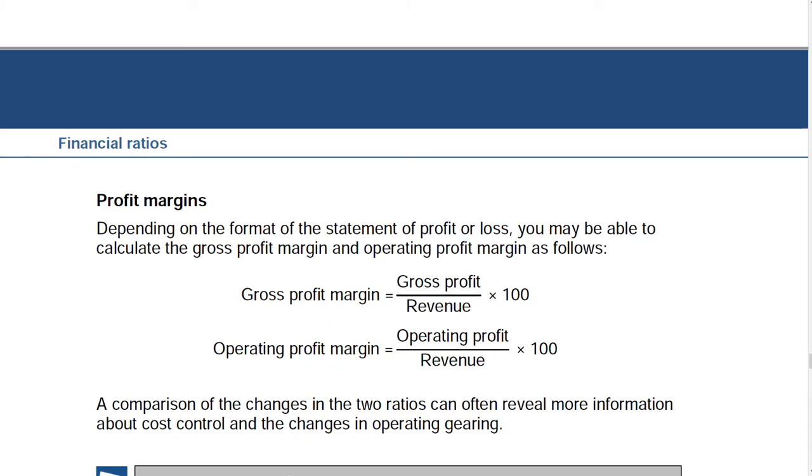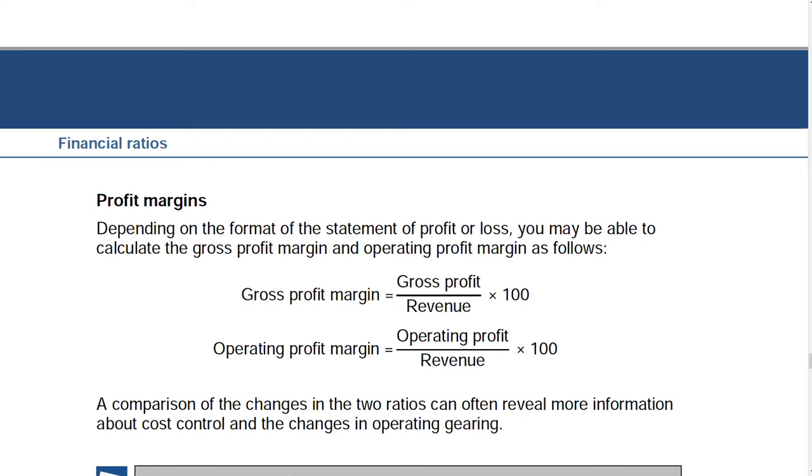Next, profit margin. Profit margin is the easiest. We have studied it previously. This depends on the format of the statement of profit or loss. Gross profit margin is gross profit over revenue. Operating profit margin is operating profit over revenue. Same, multiplied by 100 because they are percentages.